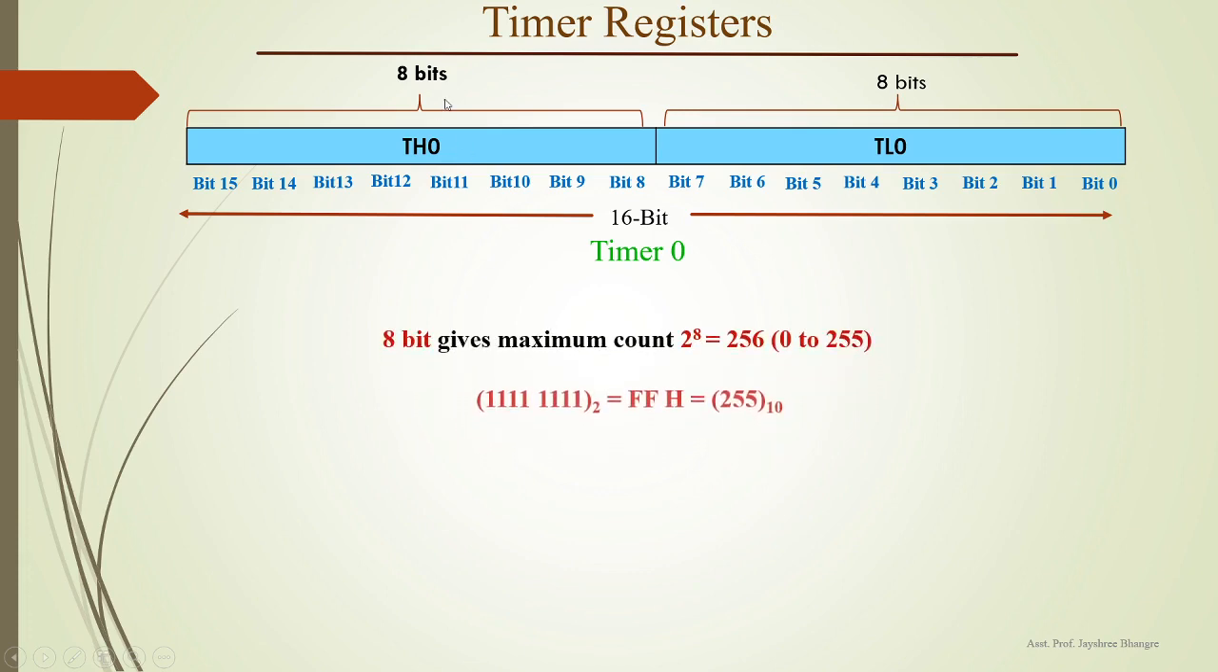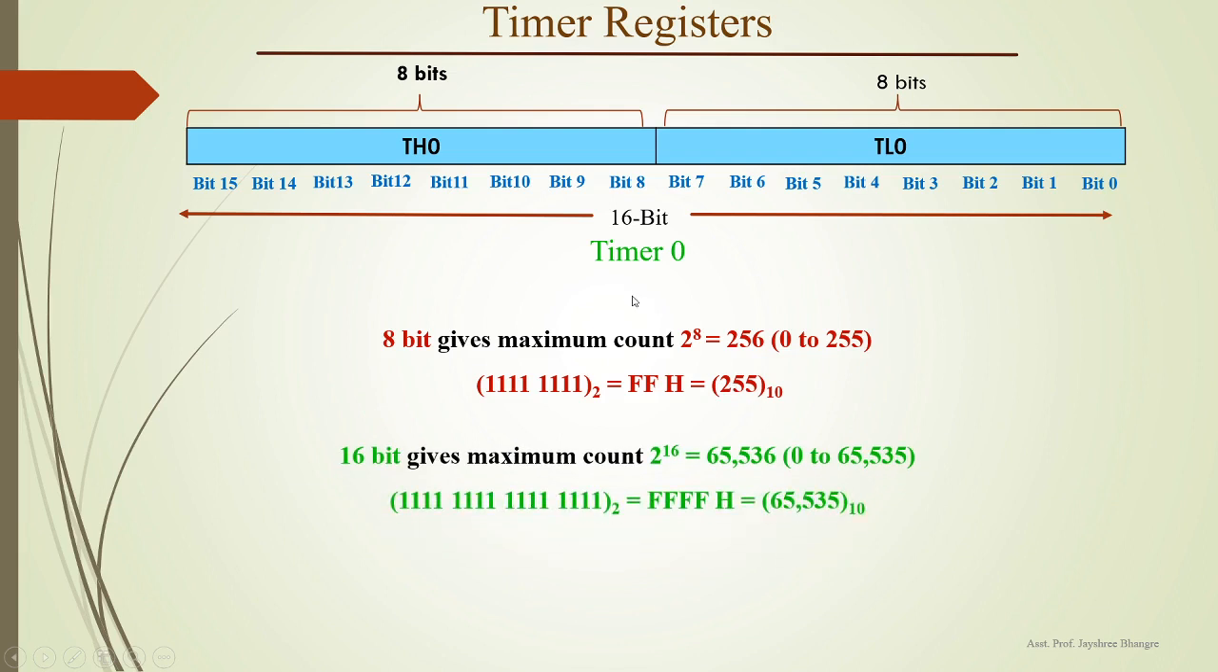If we consider an 8-bit timer, then the maximum count that will be counted by the 8-bit timer is 2 raised to 8, that is a total of 256 states it is counting, from 0 to 255. So this is the maximum count that is counted by the timer when it is used as an 8-bit timer. This is represented in binary as eight 1s, FFH is the value in hex, and 255 is the value in decimal.